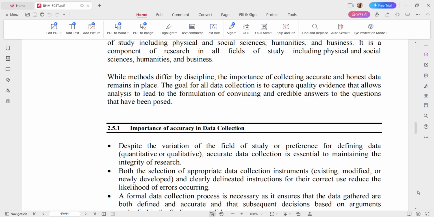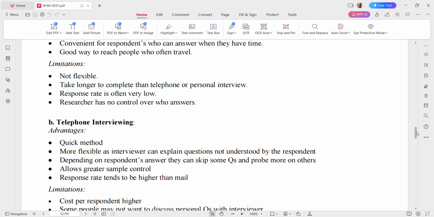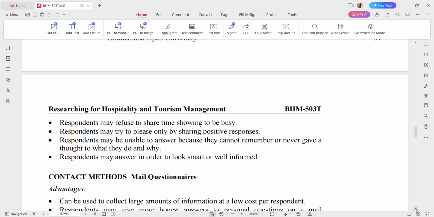Or tendency also is that respondents may refuse to answer. Yan. Respondents may refuse to answer because of the busy schedule, or respondents may try to please only by sharing positive responses. Ayan, may limitation nga. No? Diba, na-notice natin yan? I guess you can relate to this when you are asked to do a survey or answer survey questions.